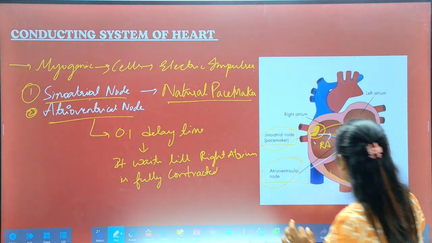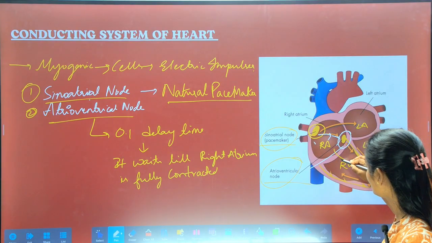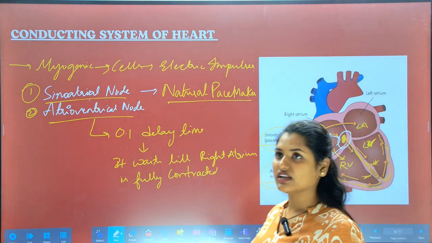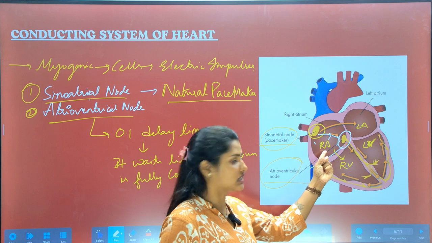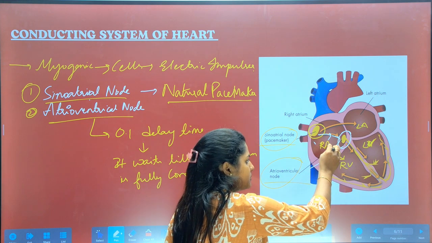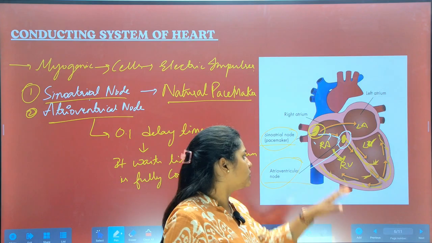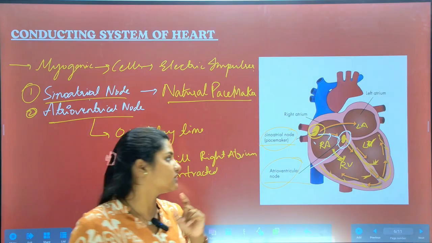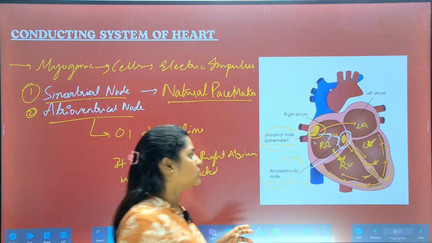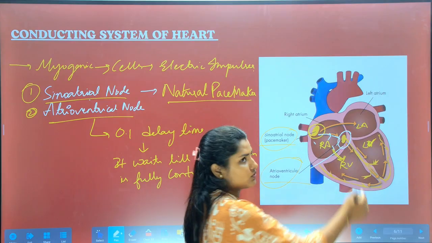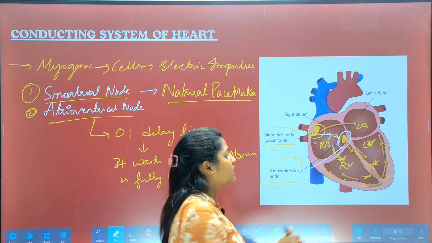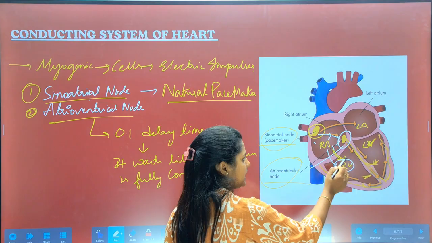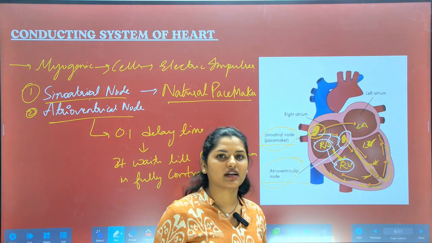From here, blood transfers to the right ventricle when the AV node gets signals. Then the AV node will give signals, and the blood will be fully pumped into the right ventricle. So the first one is the SA node, that is the sinoatrial node, and the next one is the atrioventricular node. Here it gives signals. The AV node will delay 0.1 second and then give signals. From there, blood is transferred from the right atrium to the right ventricle.